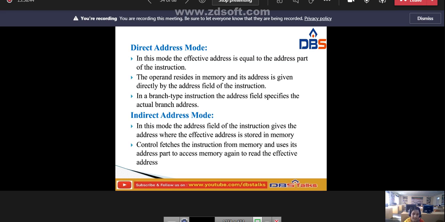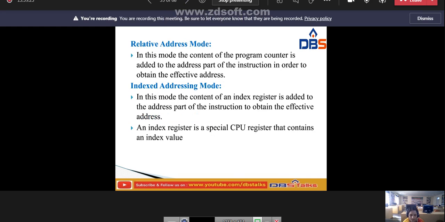Coming to indirect addressing mode, in this mode the address field of the instruction gives the address where the effective address is stored in memory. Control fetches the instruction from memory and uses its address part to access the memory again to read the effective address. A few addressing modes require that the address field of the instruction be added to the content of a specific register in the CPU. The effective address in these modes is obtained from the following computation: effective address is equal to the address part of the instruction plus the content of the CPU register. The CPU register used in the computation may be the program counter, an index register or a base register. We have different addressing modes which are used for different applications.